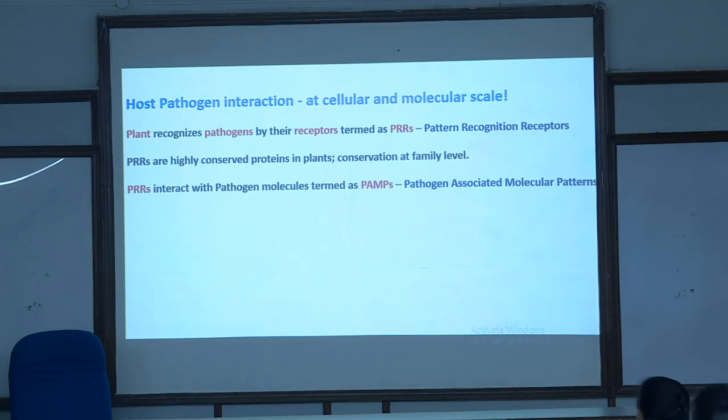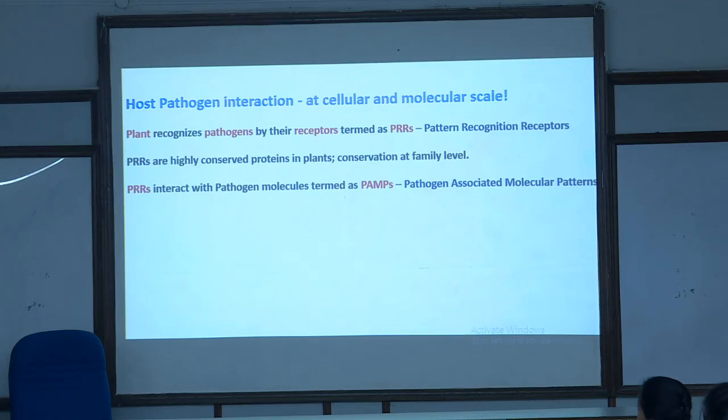So the point I'm trying to make here is that plants evolved these receptors exclusively to recognize what is coming onto that sphere, right? The PRRs are highly conserved proteins in plants. That means it is something so intimately associated with plant life, right? And there is a great degree of conservation of these PRRs in plants. If you take it family-wise, a specific PRR is there in all members of that particular family, right? We'll take some examples in the future slides.